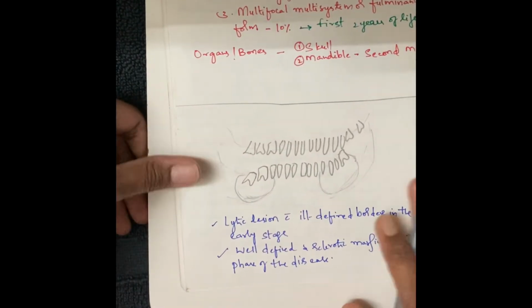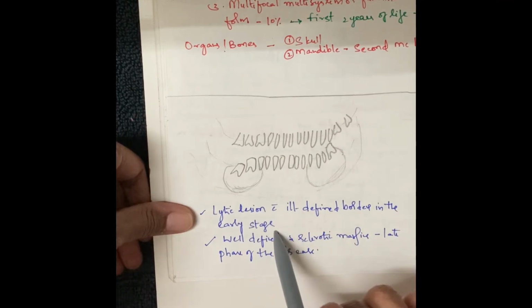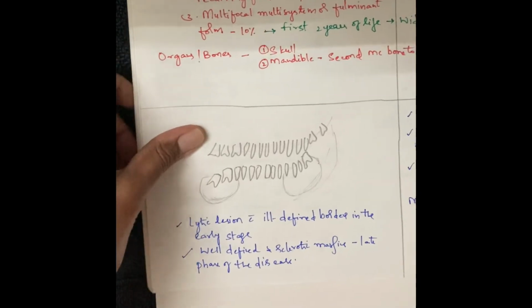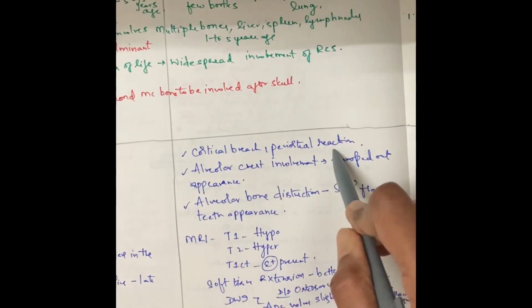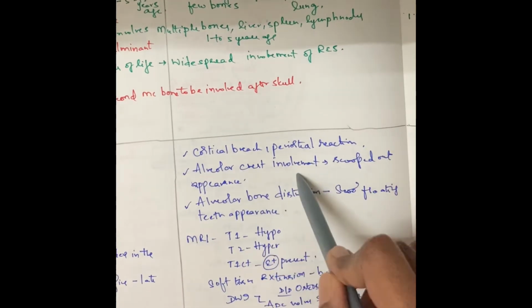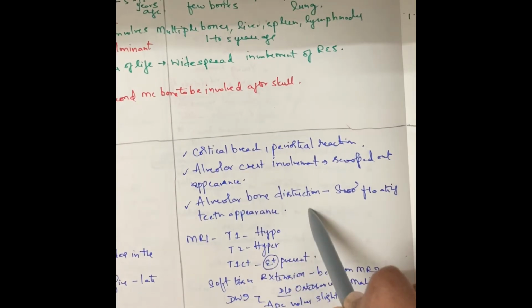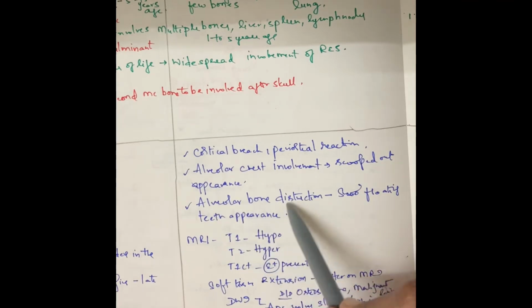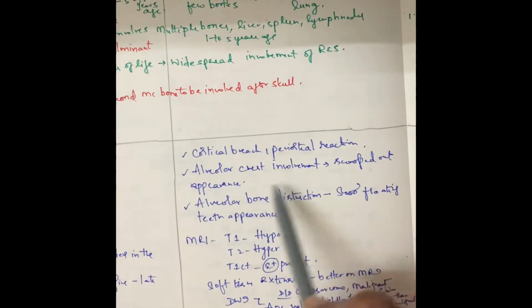On presentation, it appears as a radiolucent lesion with ill-defined borders in early stages, and well-defined or sclerotic margins in the late phase. There will be a cortical breach and a periosteal reaction. Alveolar crest involvement leads to a scooped out appearance, and alveolar bone destruction leads to a floating teeth appearance. So there are two appearances: when the alveolar bone is involved, there is a floating teeth appearance; when the alveolar crest is involved, there is a scooped out appearance.